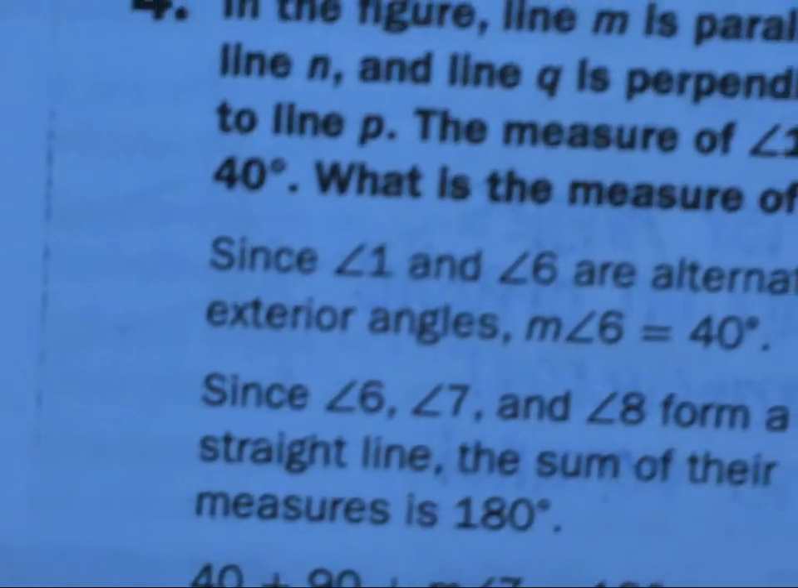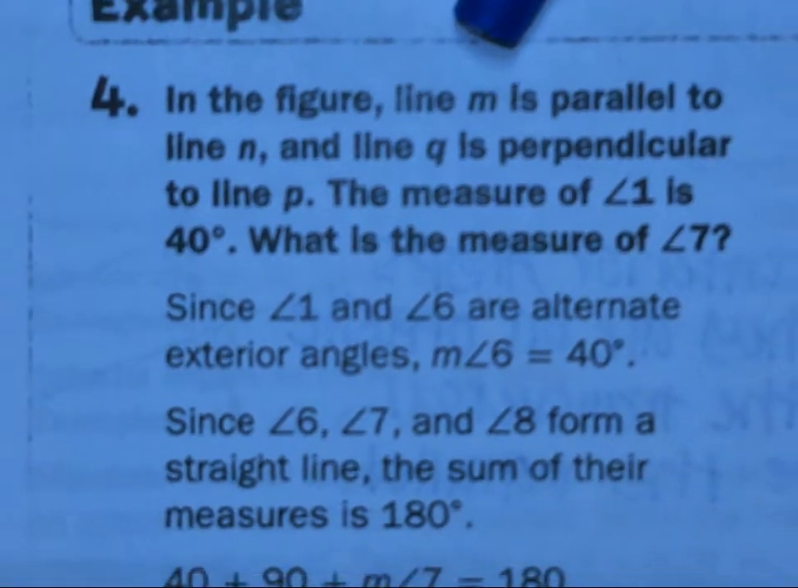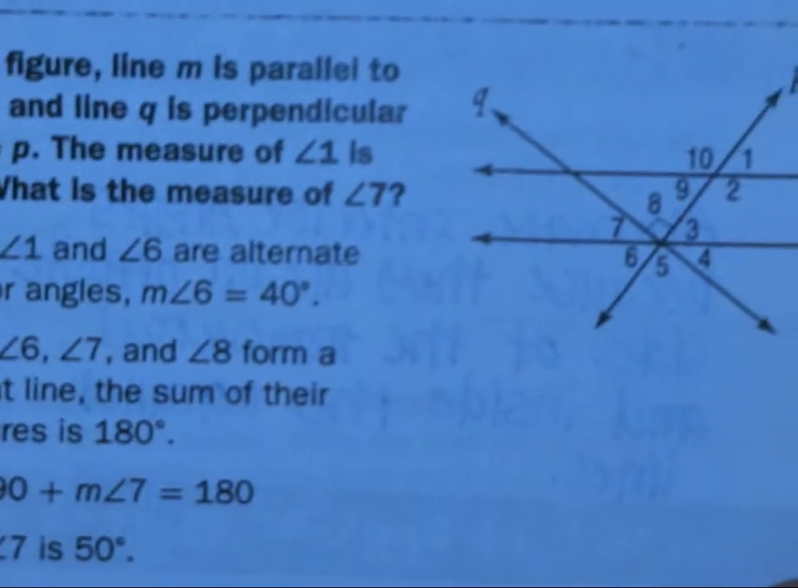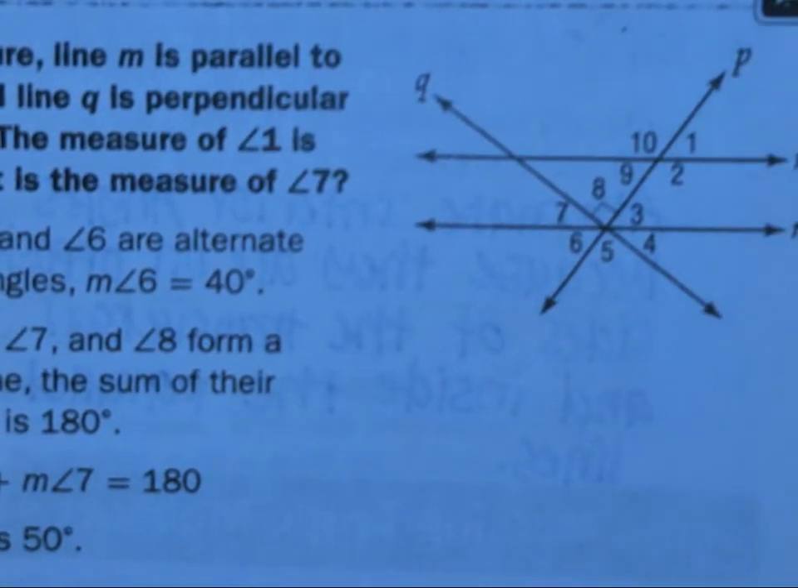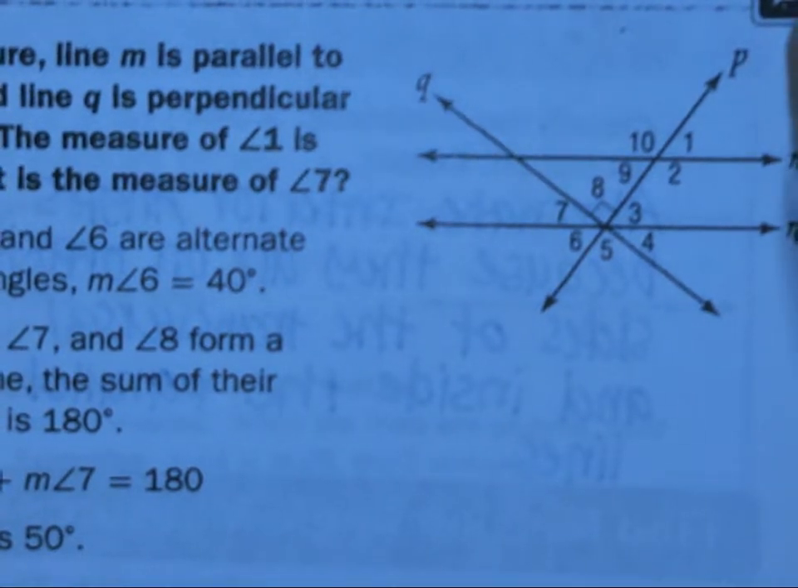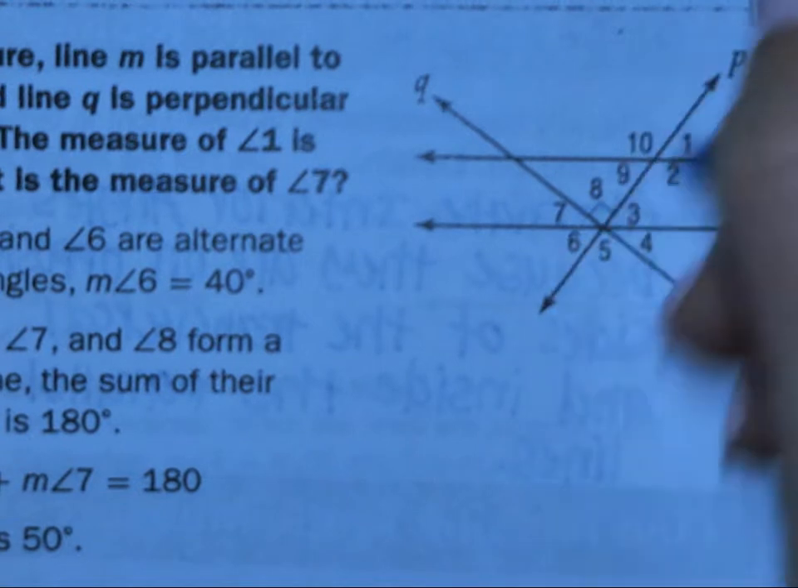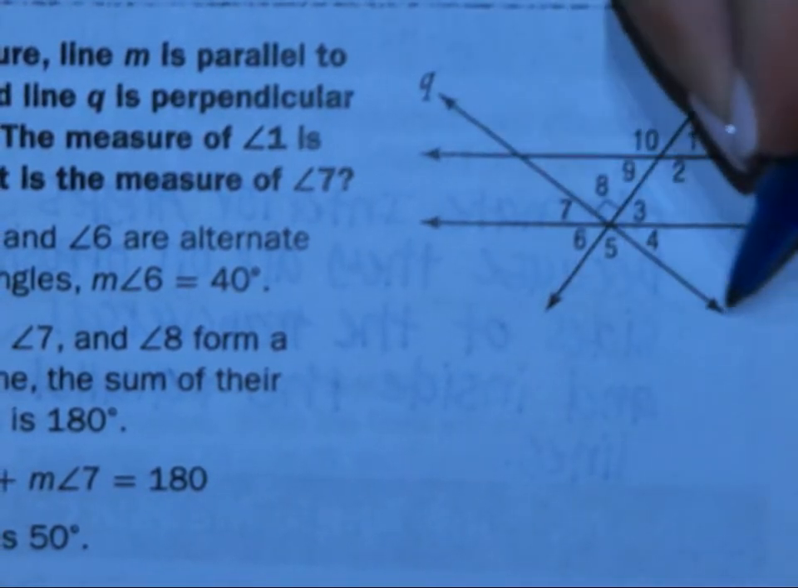Okay, example number 4. Does anybody notice that my picture looks a little bit different than what I'm used to? It has more than one transversal, doesn't it? So my lines M and N are parallel, but then I've got this transversal, and I've also got this transversal.